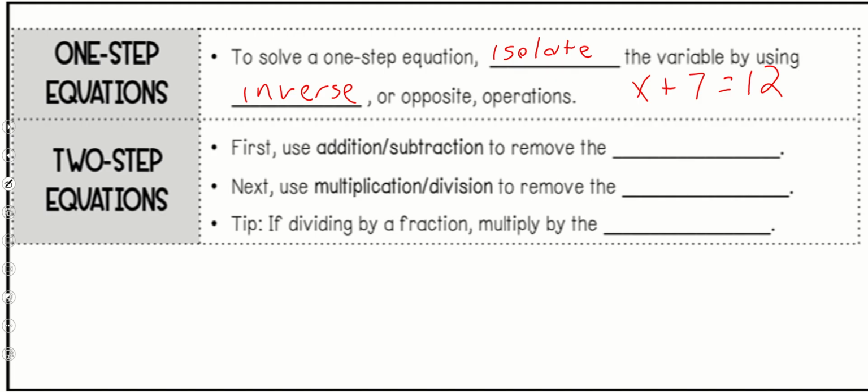By doing an inverse operation, inverse is the opposite, so the opposite of addition, you would subtract. You subtract 7 from each side, so the 7s cancel there. We got x equals 5. Everybody kind of follow? Any questions on that part?